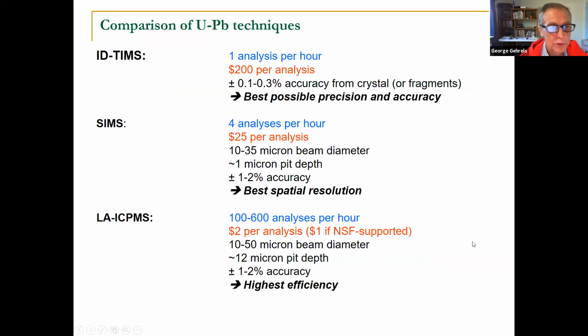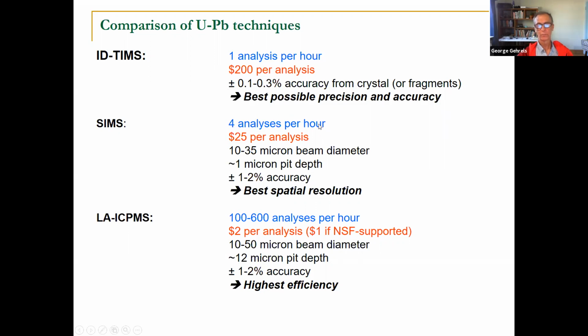Getting toward the end here, here's just a comparison of these techniques. Fortunately, we're in a world right now where I think most geochronologists would say that each of these individual techniques has a really powerful aspect and maybe an aspect that's kind of a weakness. To emphasize that, ID-TIMS is kind of slow and kind of expensive, but man, is it precise. 0.1% precision and accuracy. You can't do any better than this with any isotope system.